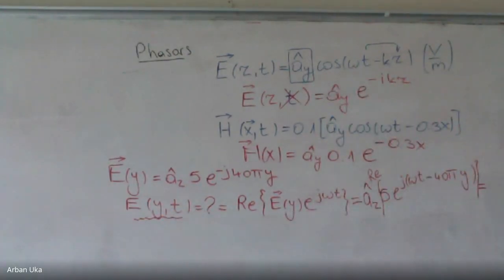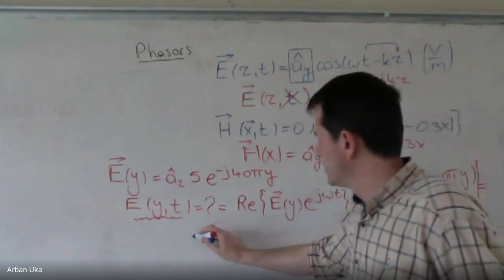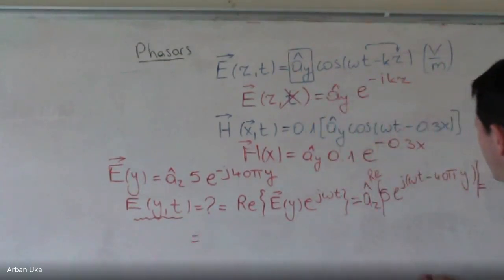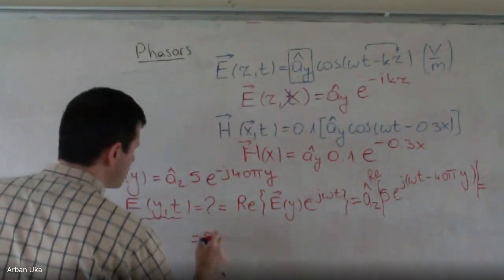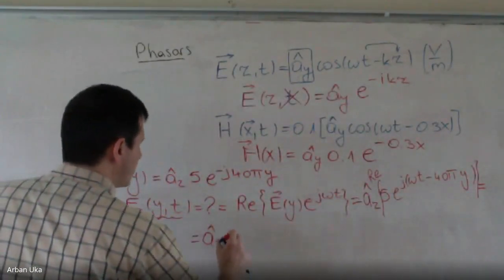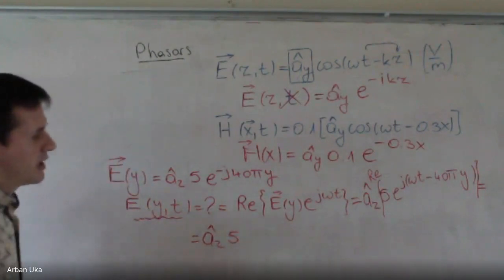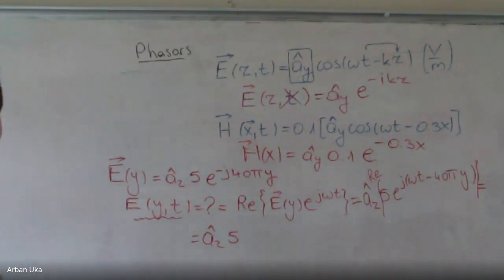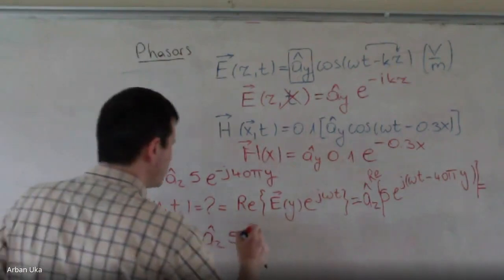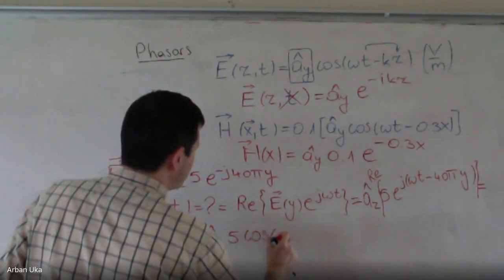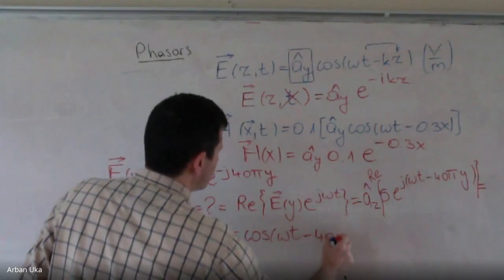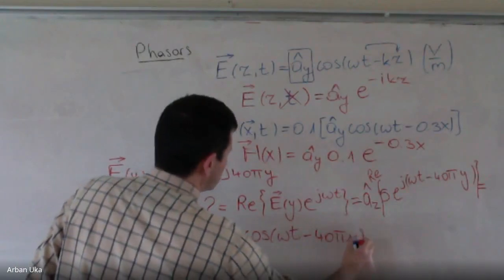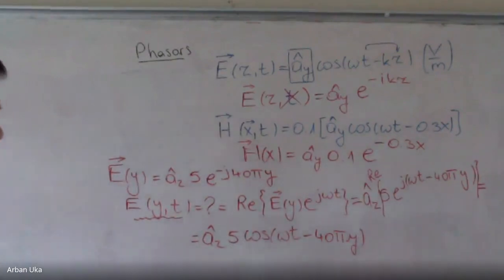So it should be good looking, and this is going to be equal to, so what is the real part of this term? We get that this is AZ times 5, and the real part of an exponential term is equal to cosine. So this is going to be equal to cosine of omega t minus 40 pi y. So this is the real-time dependency for the electric field.